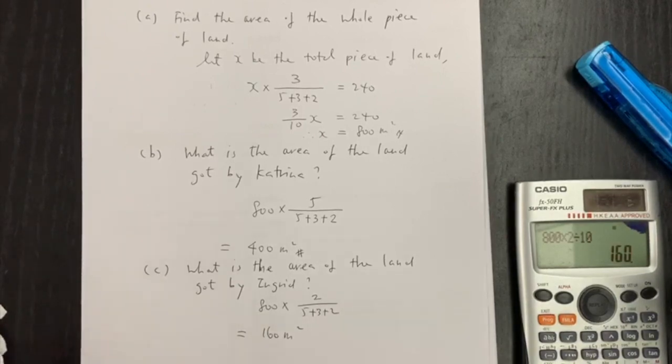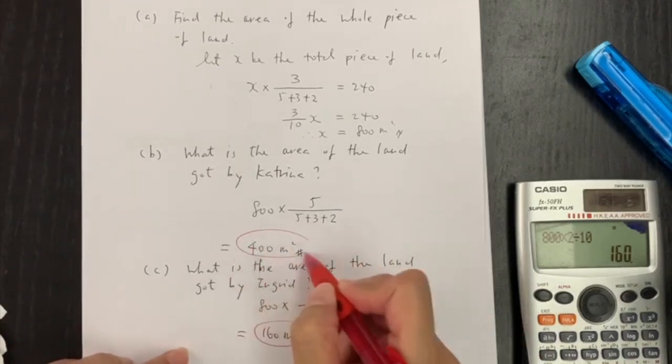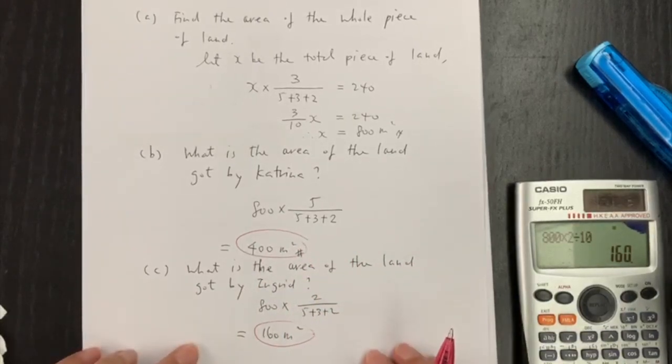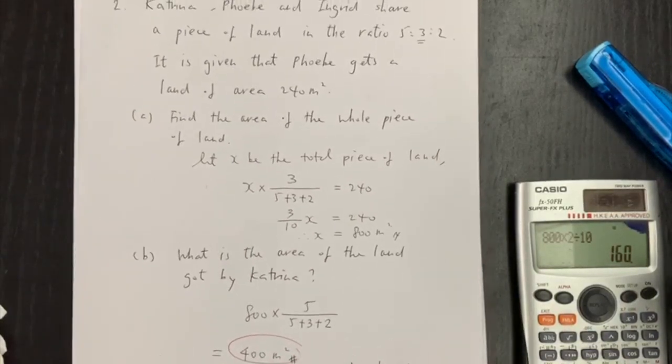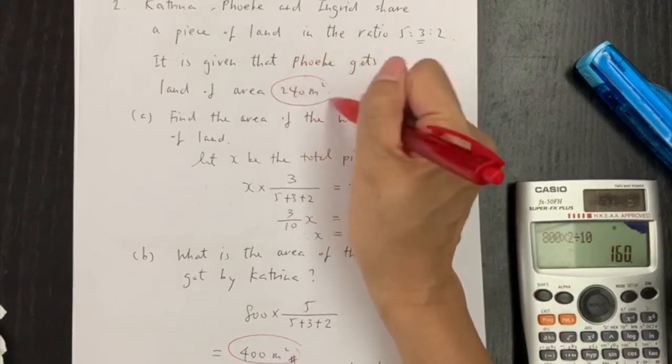All right, let's double check. So this is the share by Ingrid. Okay, and then the share by Katrina. And then another one on top, and that will be Phoebe.